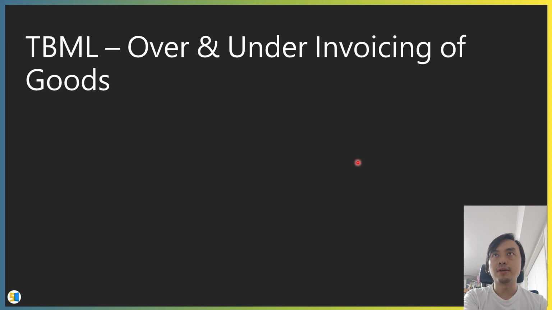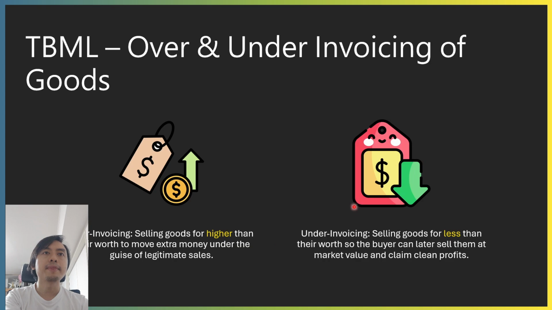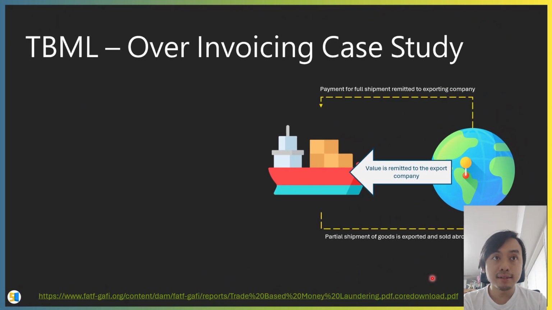Over and under invoicing of goods. Over invoicing is selling goods for higher than their worth to move extra money under the guise of legitimate sales. The opposite is under invoicing, which is selling goods for less than their worth, so the buyer can later sell the item at market value and claim clean profits. Let's see an example.